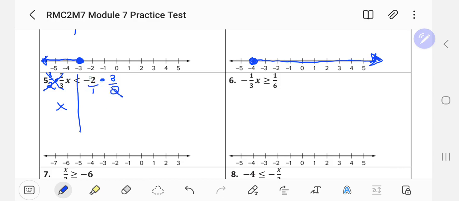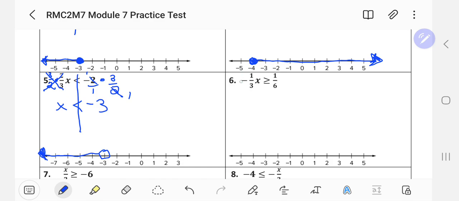I can cross cancel. Both of those go to 1. And it looks like I get negative 3 as my result. And I'm going to bring that inequality down. Now I'm going to read it from the variable. X is less than negative 3, so open circle on negative 3. Less than shades left. This one's a little more difficult to check, but you could type all these into your calculator and see if they get you a number that's less than negative 2.